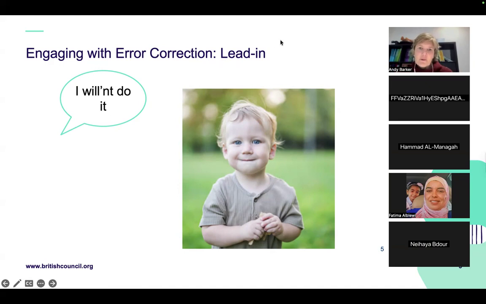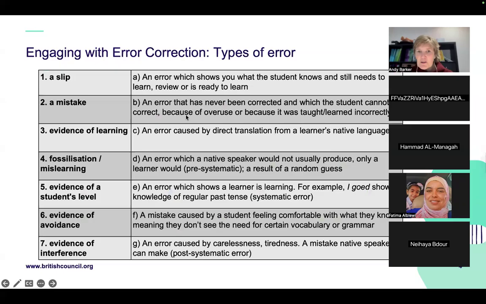We could call this reformulation, which we'll talk about a little bit later, where sometimes we could be reformulating, which is what we do with our small children in our homes, but we can do it again in the classroom. So let's see what happens. We're going to look at this first. We're going to talk about types of errors.